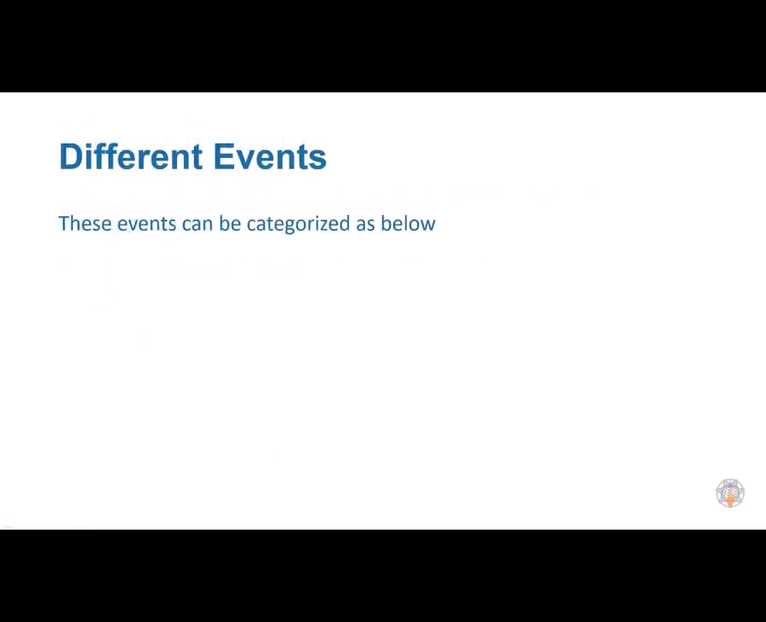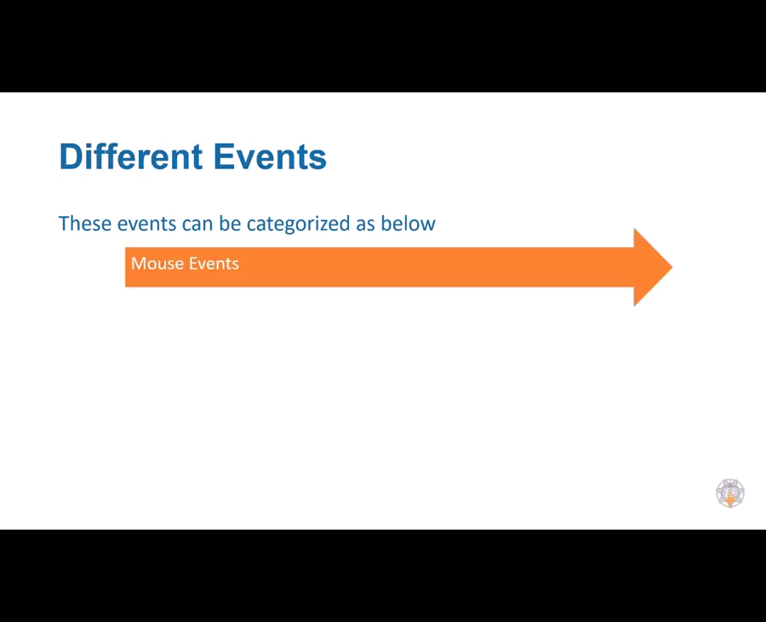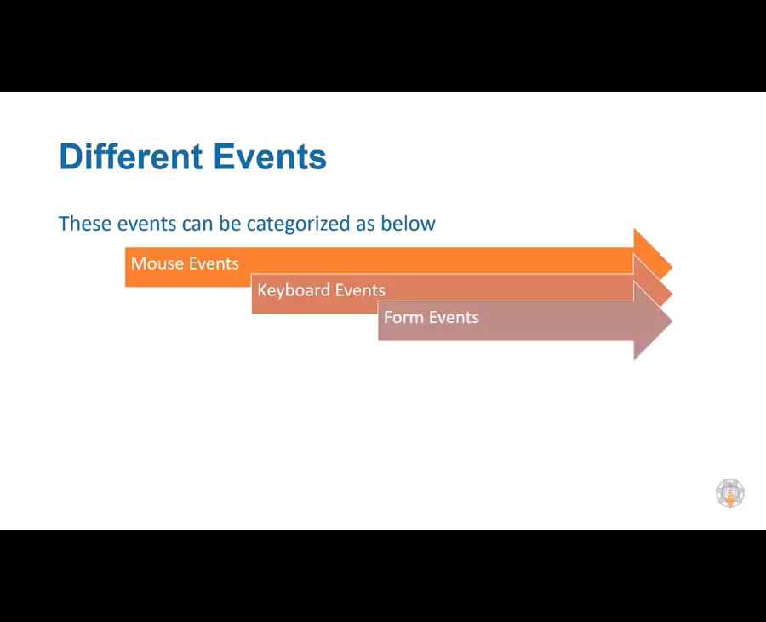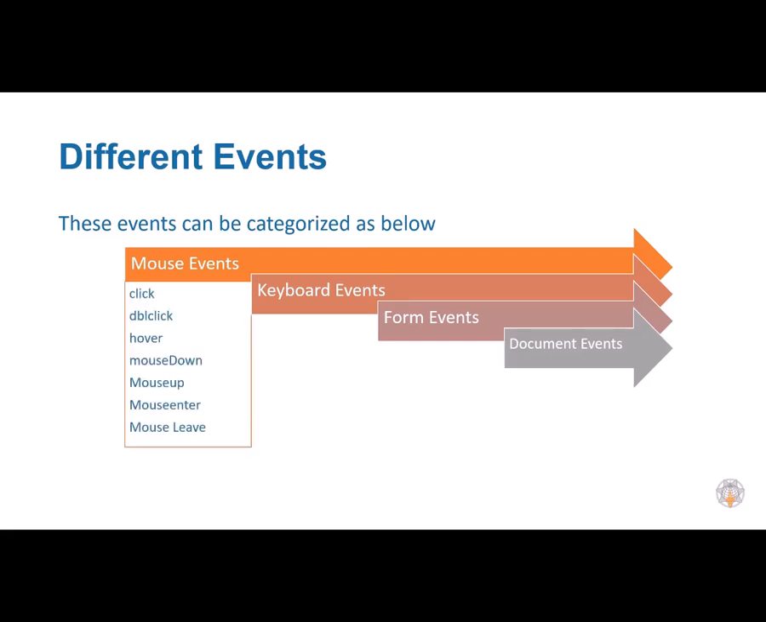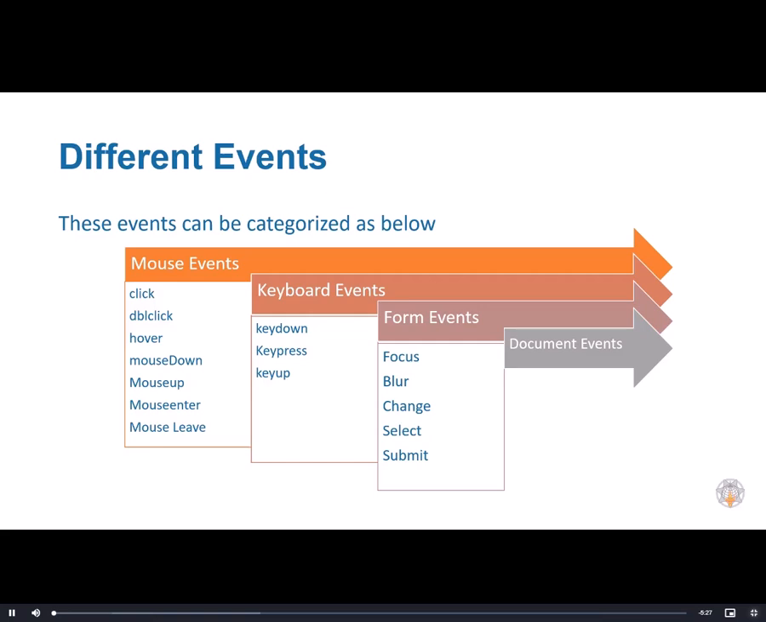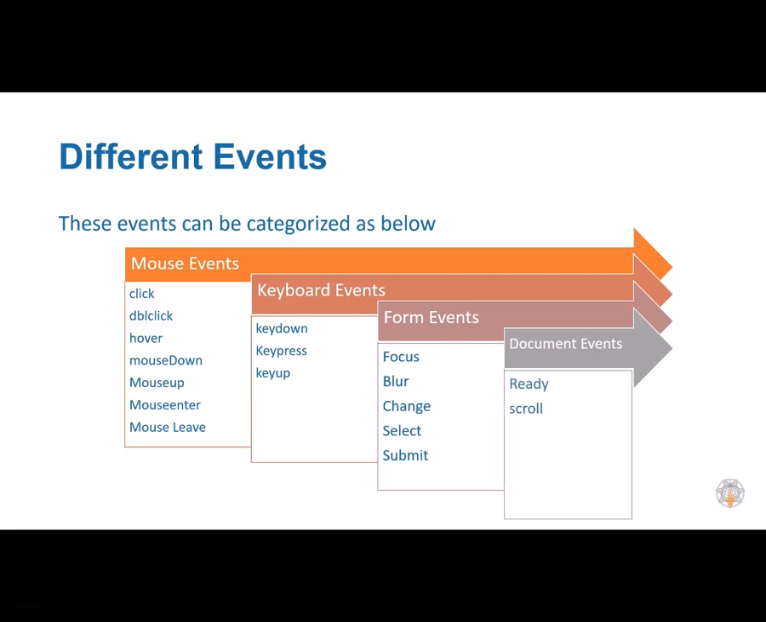These events can be categorized as below: mouse events, keyboard events, form events, and document events. The mouse events are click, dblclick is a double click event, hover, mousedown, mouseup, mouseenter, and mouseleave. The keyboard events are keydown, keypress, and keyup. Form events are blur, focus, change, select, and submit. Document events are ready and scroll.